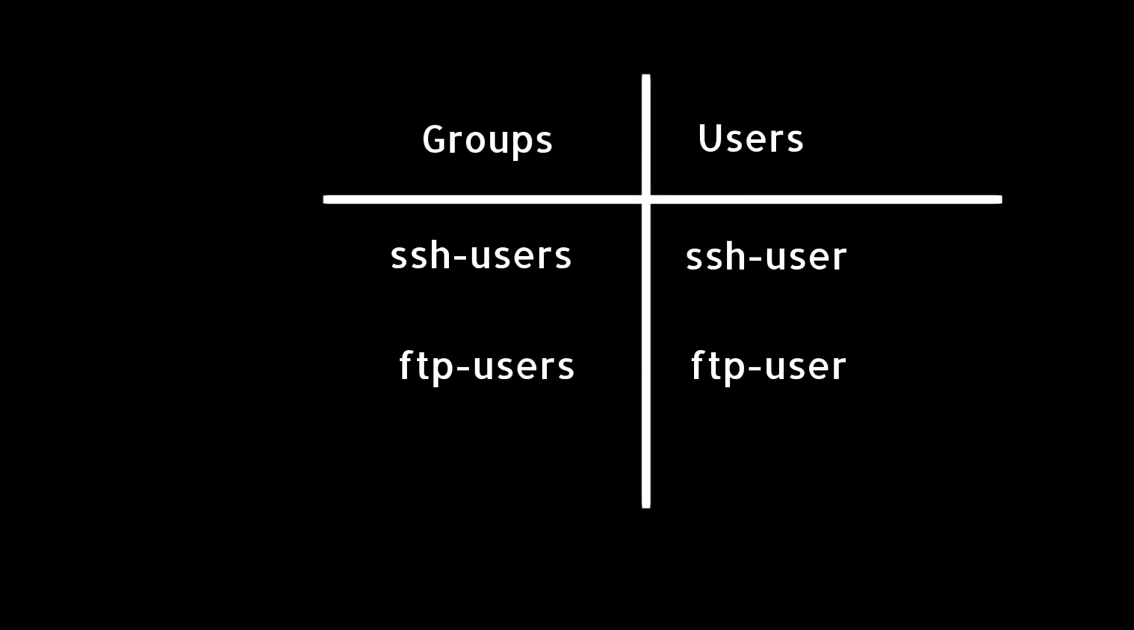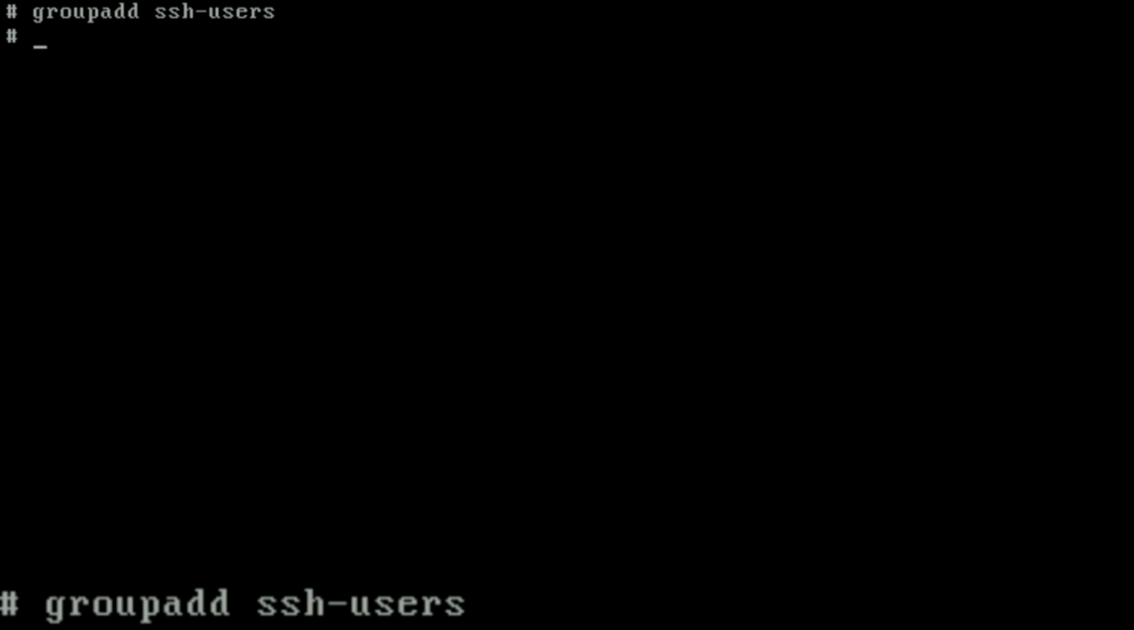For this exercise, we'll create two groups, one for the SSH server and one for the SFTP server. Each of these groups will contain one user, one named SSH user and the other named FTP user. First, we'll create the groups using the groupadd command. So we'll create one group called SSH-users and another group for the FTP users.